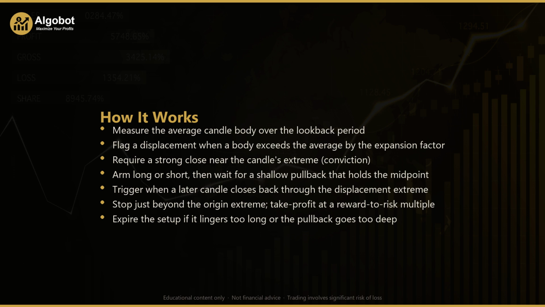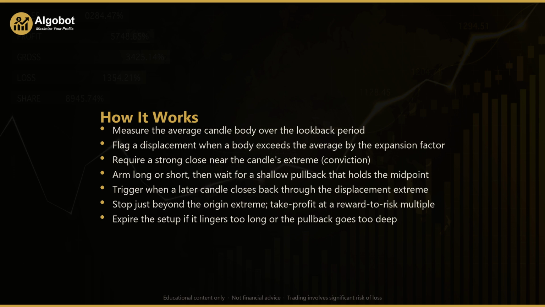For a long setup, the strategy signals an entry the moment a later candle closes back above the displacement high, proving the surge has resumed. For a short, it enters when a candle closes below the displacement low. Risk is defined entirely by the displacement candle. The stop loss sits just beyond the candle's origin extreme, pushed out by the stop buffer percent.